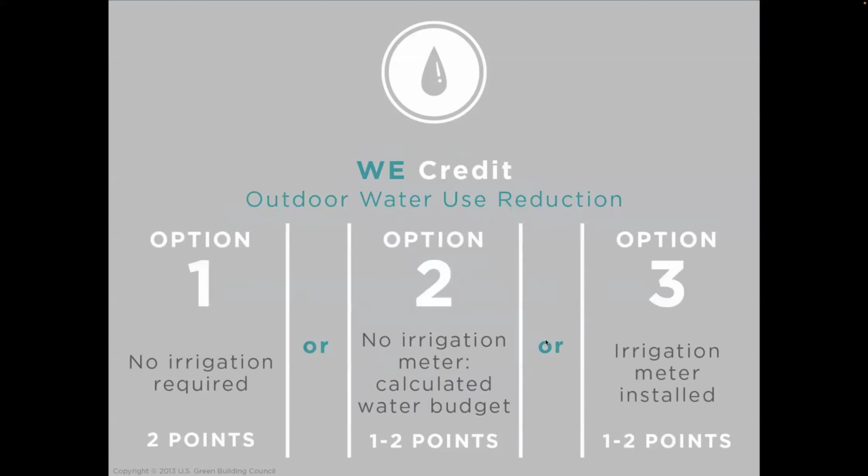All right, so outdoor water credit, again, there's a couple of options. If you have essentially no irrigation required, so it's all xeriscaping and doesn't require any irrigation, and you can prove it, you get 2 points. Or if you don't have an irrigation meter, you do the calculated water budget. Again, it's a calculator just like the one I just showed you. Or you have an irrigation meter installed, you get 1 or 2 points.